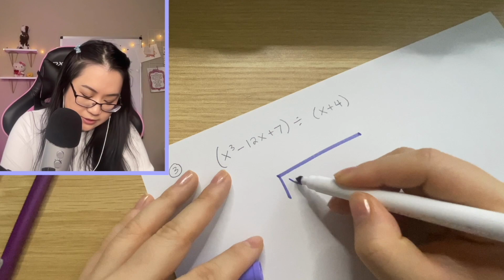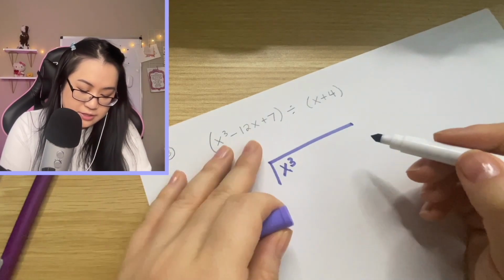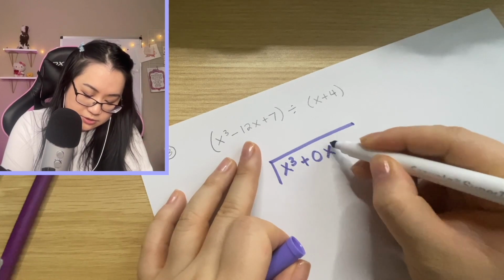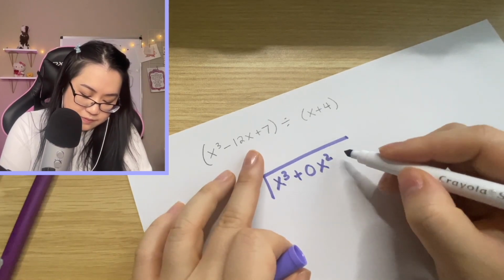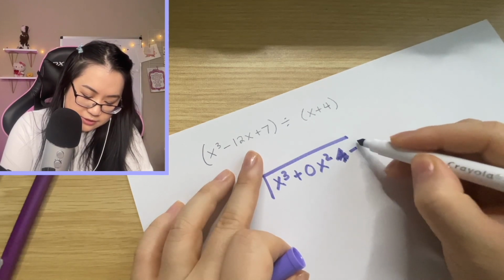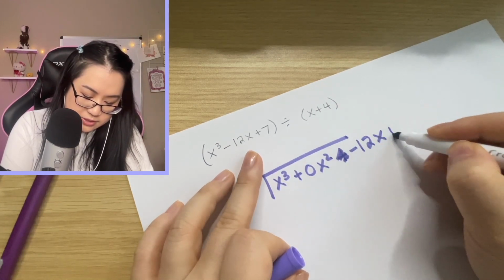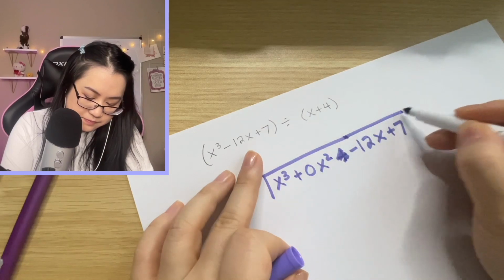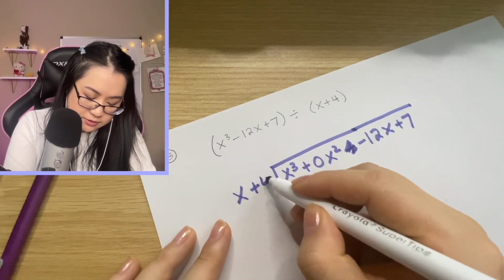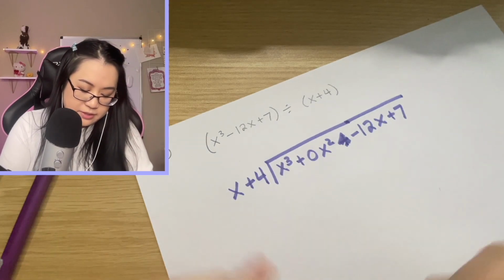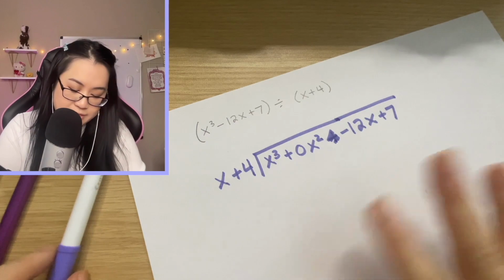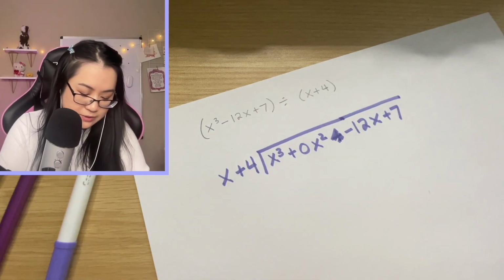So we do x cubed, and then I don't have an x squared, so I'm going to put in 0x squared, and then minus 12x plus 7, and then x plus 4. Okay, and so here we have a linear and a constant, so that's fine. And now we just carry it out as usual.